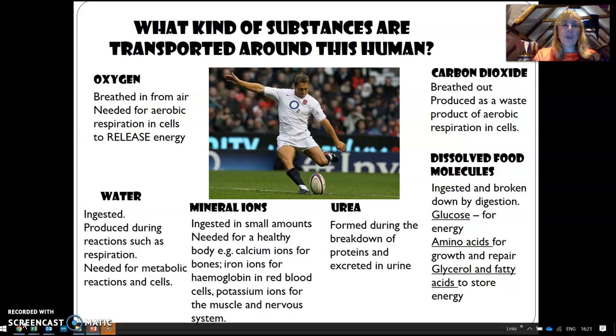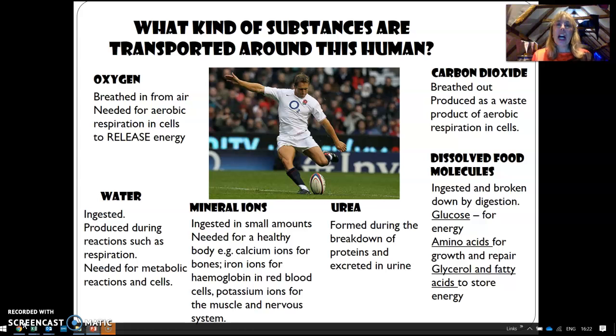Okay, so take a moment. We've got 1, 2, 3, 4, 5, 6 different substances. So this is a great 6-mark question, or maybe lots of little questions. So in a revision card, you want to be able to ask yourself, what are the substances transported around the human body? And you want to come up with at least 6 or 7 if you include human hormones as well.